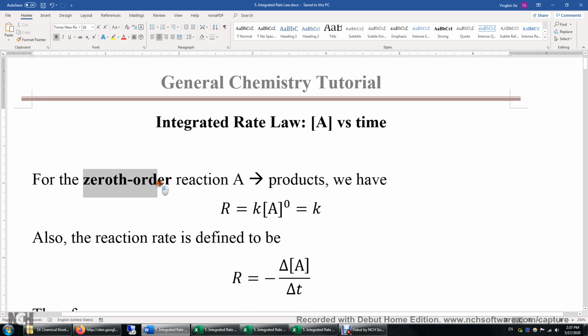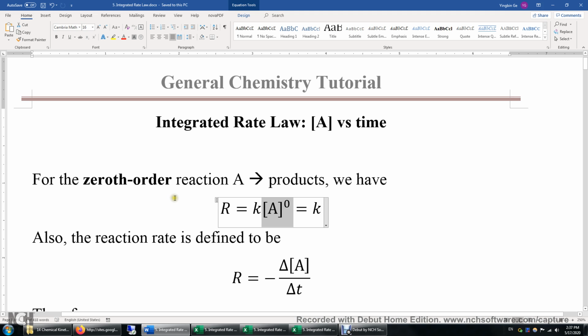This means the reaction rate, R, is equal to rate constant K times the concentration of the reactant to the power of 0. And this part is simply 1. Therefore, this R, the reaction rate, is equal to K, the rate constant. Both R and K have a unit of molar per second.